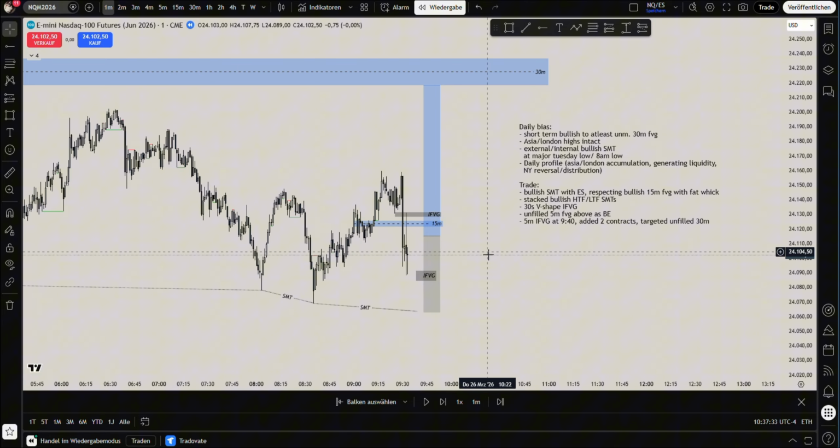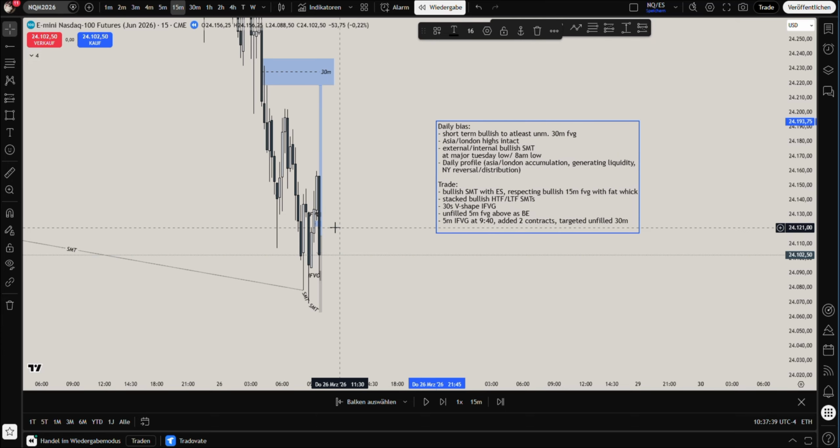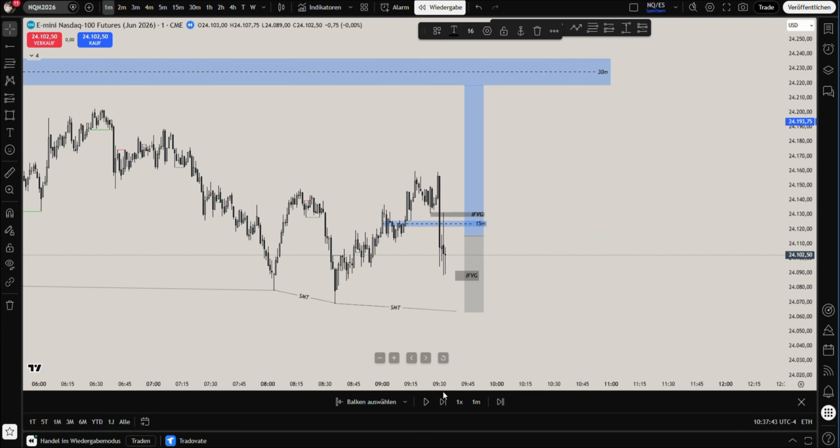I was then looking for longs off this 15-minute fair value gap, which was right there at that point, but we did not get an inversion of this gap. We then reswept the low and put in another bullish SMT, so we had again a triple bullish SMT, both internal and external.